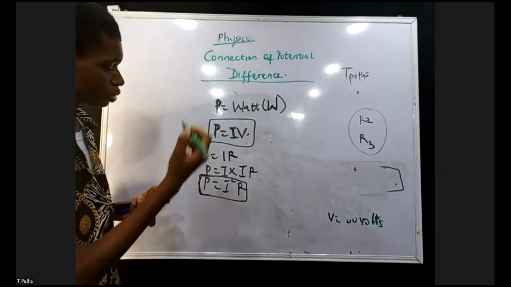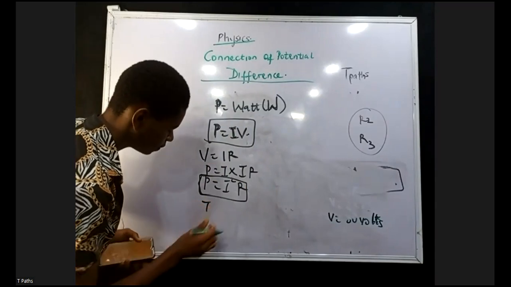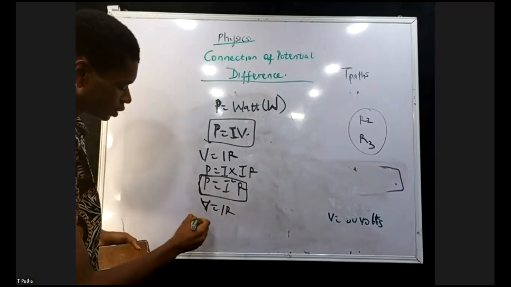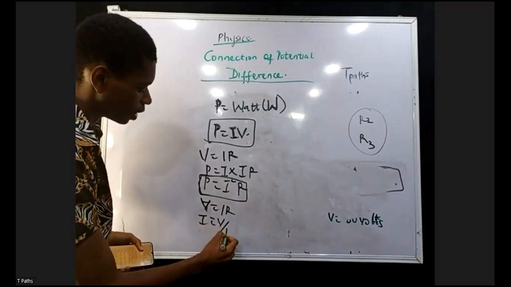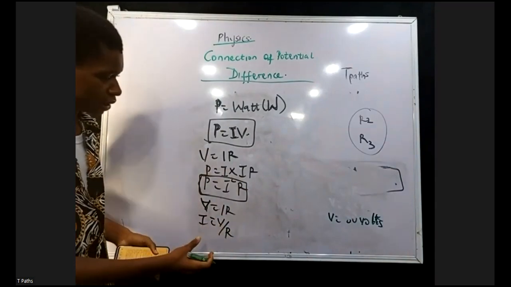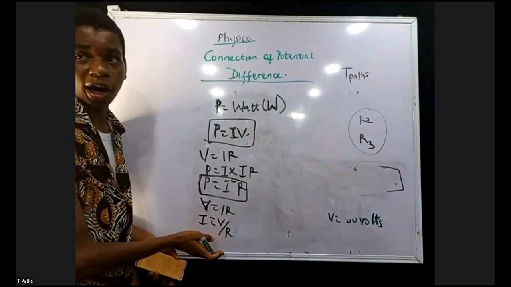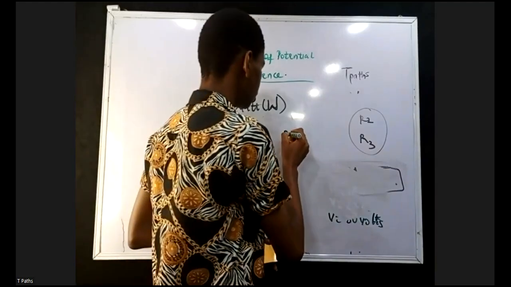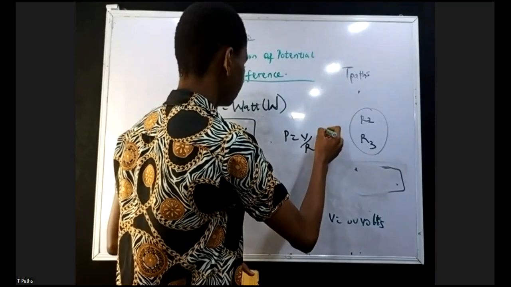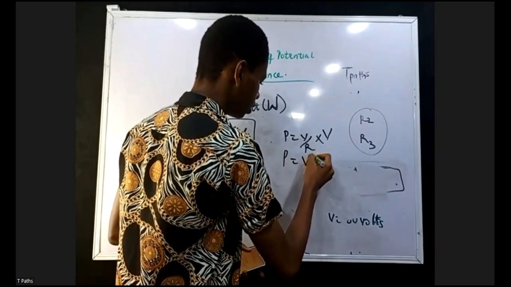Now I can do the same thing and substitute for I. From V equals IR, I can make I the subject of the formula, so I equals V over R. I can substitute it back into the formula P equals IV. Instead of I, I write V over R, so P equals V over R times V. V times V is V squared, so P equals V squared over R.